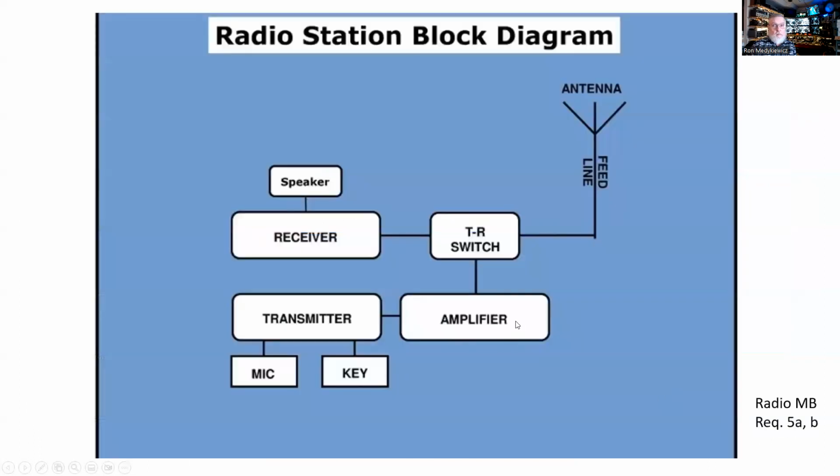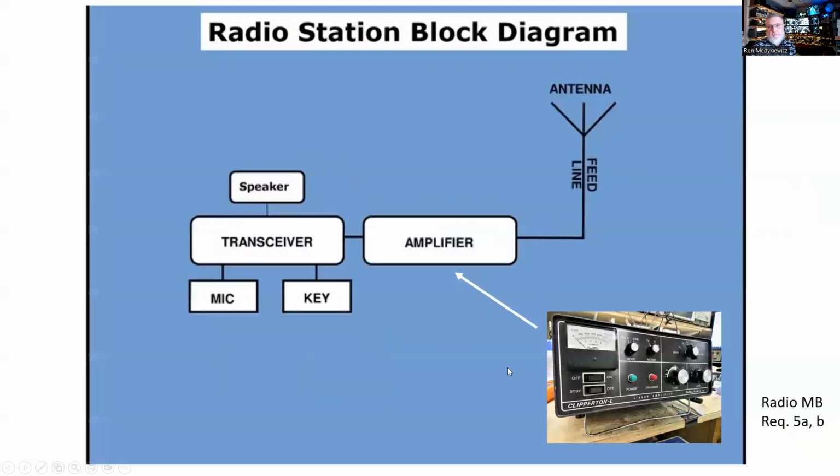So block diagram wise, this is what it looks like. In that vintage picture, we had a separate receiver and transmitter, and we could have an amplifier, and we switch between them. When we want to transmit, we disconnect the receiver. When we want to receive, we disconnect the transmitter. And we might have a microphone or a Morse code key connected to the transmitter. Here is a more modern system where we've got a transceiver, as we pictured earlier, that's feeding an amplifier that actually gets applied to an antenna.